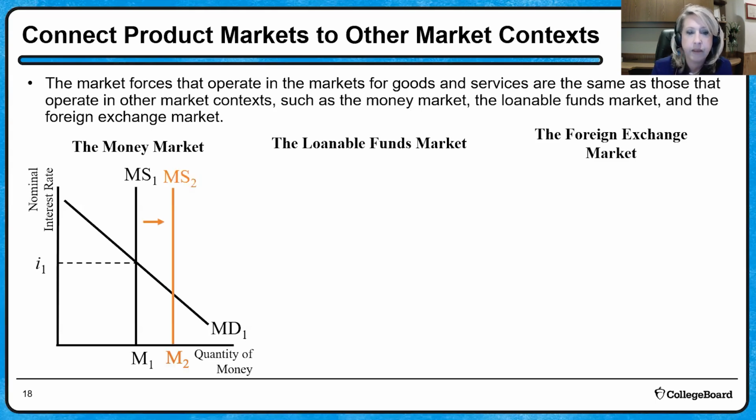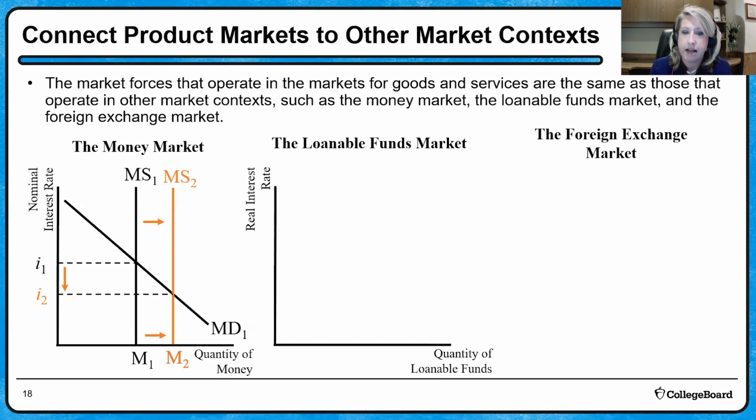horizontal axis. When you shift the money supply curve, you see the directional arrow showing that the money supply curve is shifting to the right. Then we have a new lower equilibrium nominal interest rate and a new higher equilibrium quantity of money, all 3 arrows. Let's turn our attention to the loanable funds market.